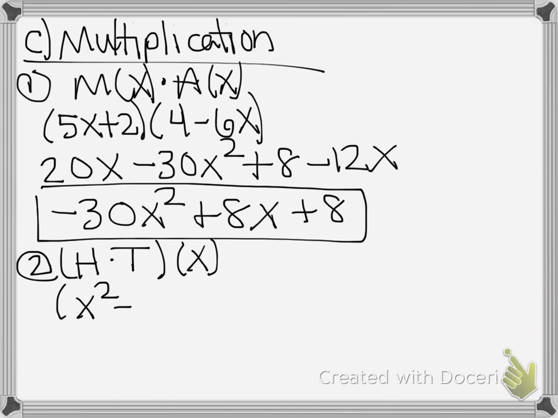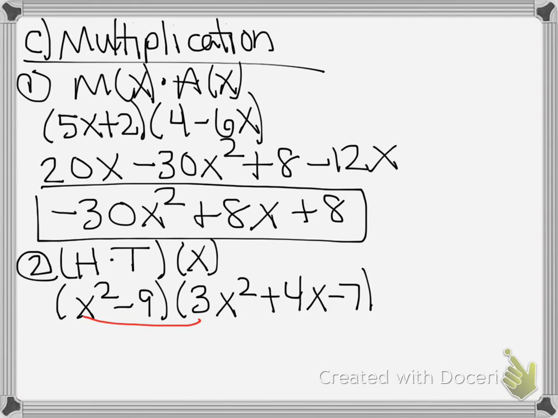X squared minus 9 times 3x squared plus 4x minus 7. Okay, so now we have a binomial times a trinomial. So now you have to do that whole double distributive idea. And we're going to distribute this x squared to everything here. Let me get a new color and show you. X squared is going to go to all 3. The 9 is going to go to all 3. And let's see what we get.